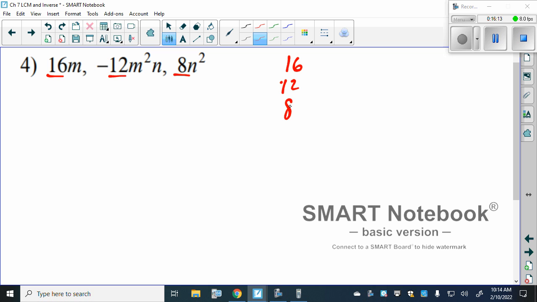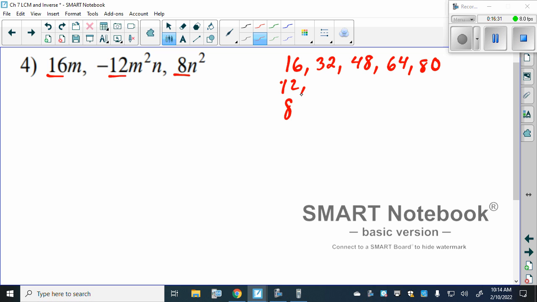So we can look at the factors of these here. Well, 16, 32, 48, and then we would have 64, 80, and going on.